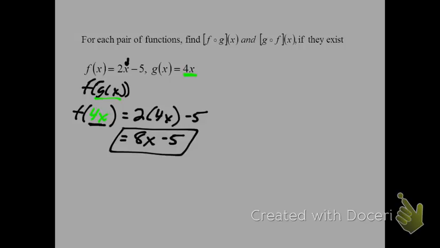And the other one says do g of f of x. So g of f of x. Then you do g, f in this case is 2x minus 5. You plug that 2x minus 5 into the x in your g function, so that'd be 4 times 2x minus 5, and then you just distribute. So 8x minus 20.